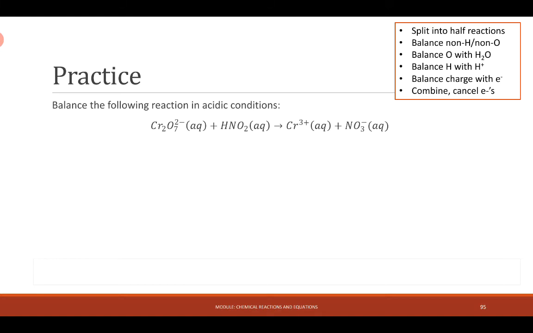Here's a practice problem for you. You will balance this one in acidic conditions. I've put a kind of cheat sheet up here so that you can refer to it when you're trying to figure out the process. It will take some experience to realize how these flow together. I like to think about O with water, and then that gives me H, which tells me to balance H next. That gives me an H+, which tells me I need to add electrons next. But anyway, go ahead and pause the video and try to work this out on your own. Unpause when you're ready to continue.